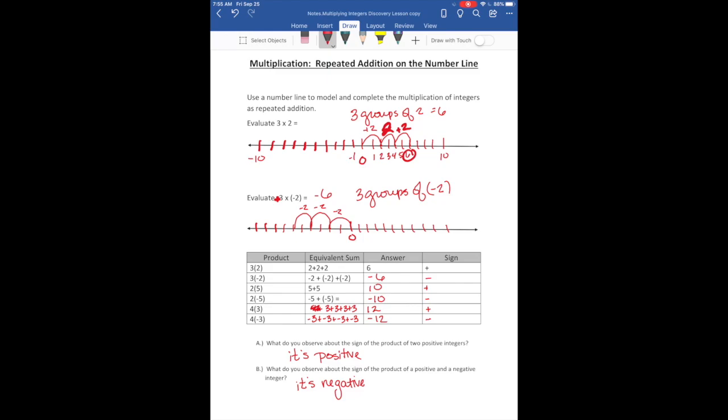Then I ask you to think about what you noticed about the signs of the product of 2 positive integers versus the sign of the product of a positive and negative integer. You should notice that when I am multiplying 2 positives, my sign is always positive. And when I'm multiplying a positive and a negative, my answer is always negative. It's just because repeated addition of a negative number moves us farther to the left on the number line, which moves us farther into the negatives.